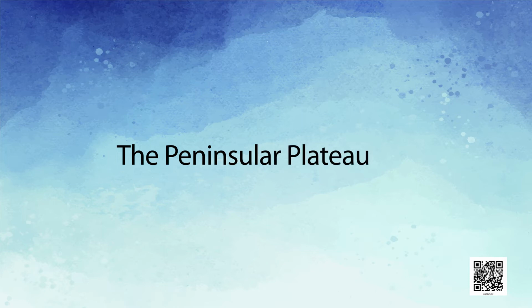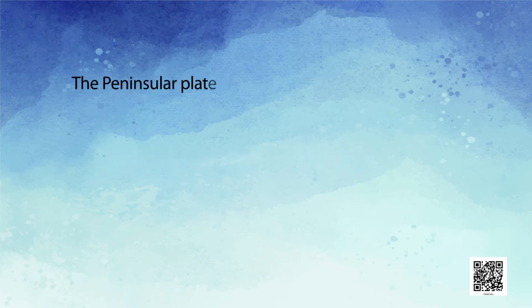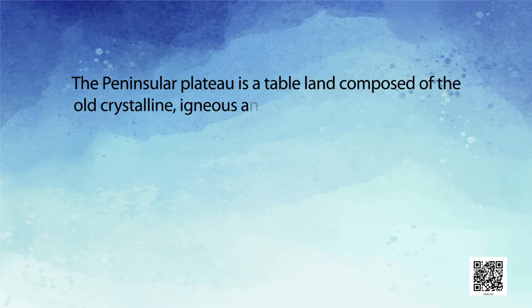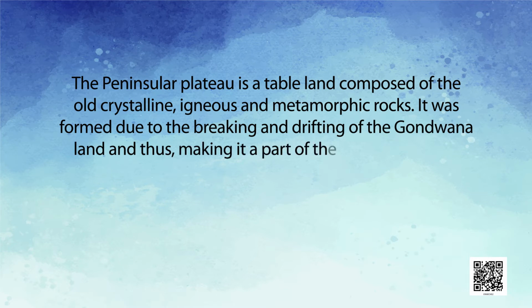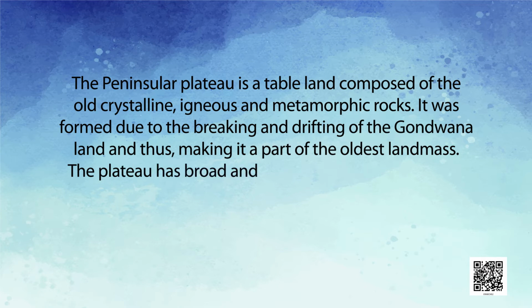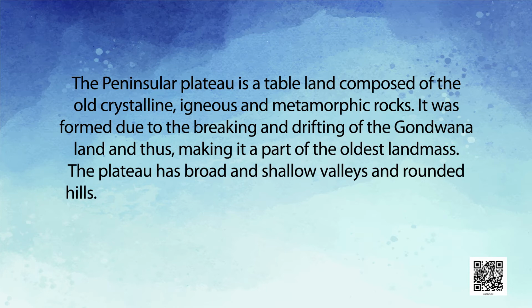Now let's talk about the Peninsular Plateau. The Peninsular Plateau is a tableland composed of the old crystalline, igneous and metamorphic rocks. It was formed due to the breaking and drifting of the Gondwana land and thus making it a part of the oldest landmass. The plateau has broad and shallow valleys and rounded hills. The Aravalli Hills lie on the west and northwest margins of the Peninsular Plateau.